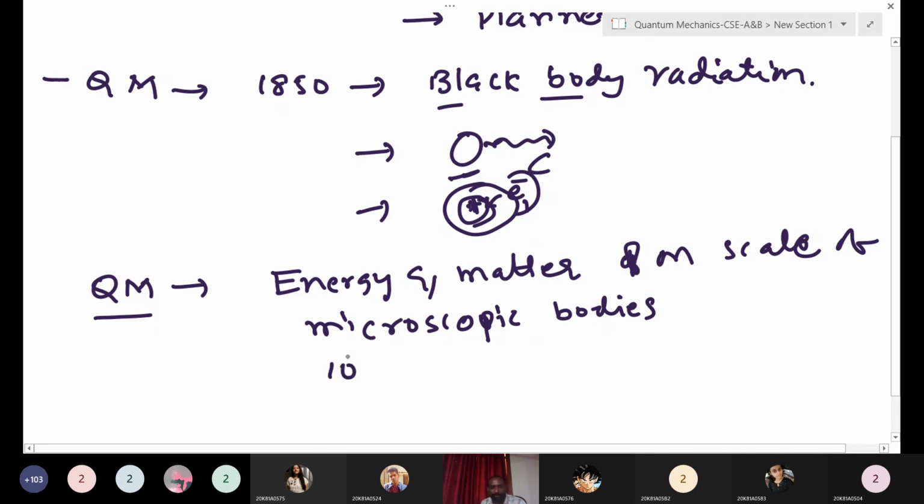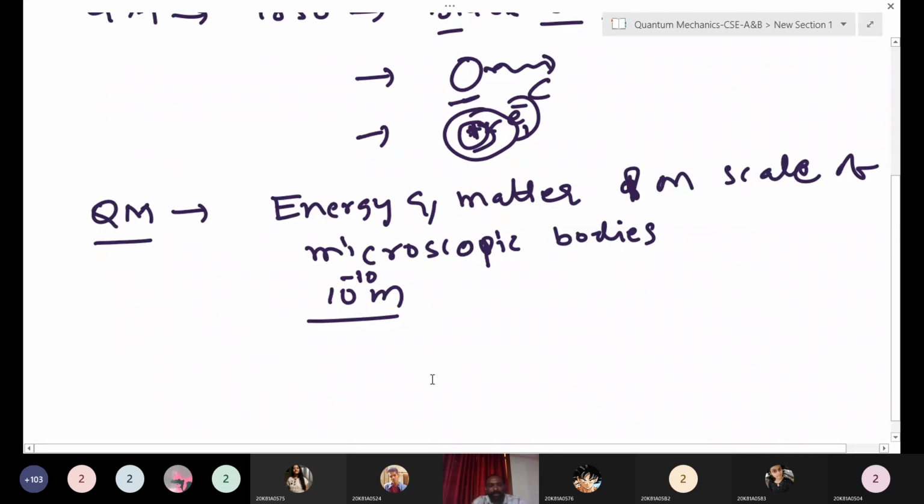Atomic size is 10 power minus 10 meters. This is the general order of the atomic size. If you take a cricket ball and reduce its size to something very small, like 10 power minus 10 meters, classical mechanics cannot explain this atomic level. So here microscopic means atomic or subatomic levels.